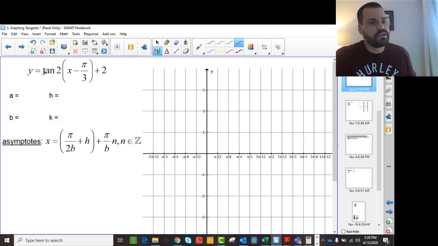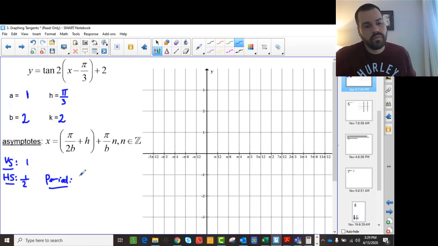So we have, in this case, a is 1 because it's the number in front of the tangent. B is 2. H is pi over 3, and K is 2. Okay, so that tells me I have a vertical stretch of 1. I have a horizontal stretch of 1/2, which means my period becomes pi over b, which is pi over 2 now. My h being pi over 3 means I have a horizontal translation or a horizontal shift, I guess, of pi over 3 to the right. And then I have a vertical translation or a vertical shift of 2 up.